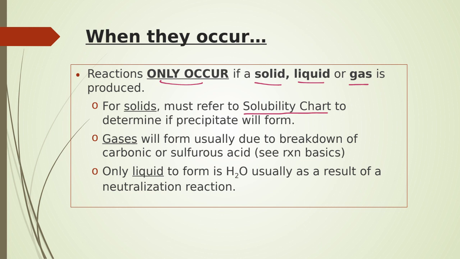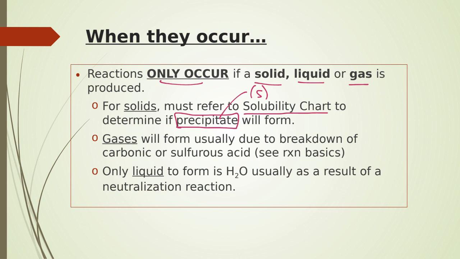And that solubility chart will give you different combinations of ions that would be present in a compound. And it's going to tell you whether a precipitate will form or not. So remember that a precipitate is a solid. And it will have the symbol S, and it'll be listed as an insoluble substance. It's something that does not dissolve in water.